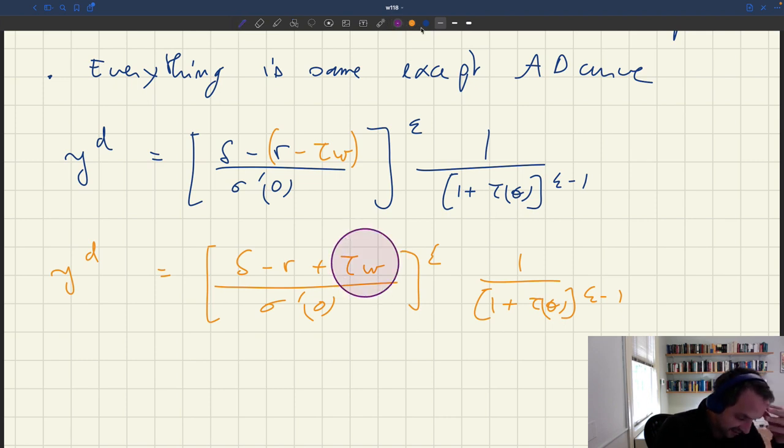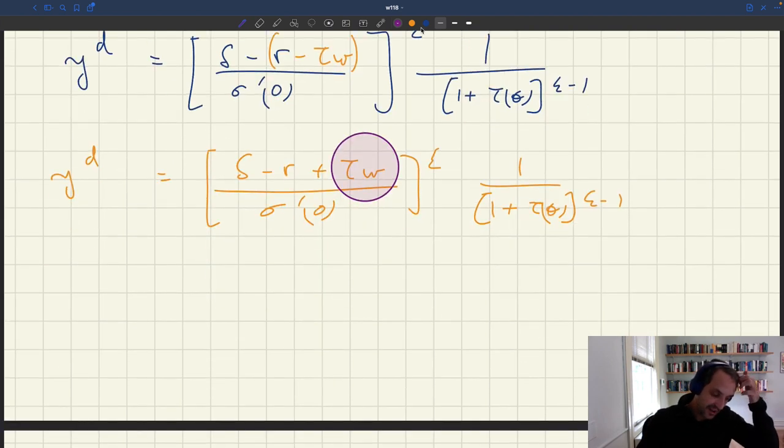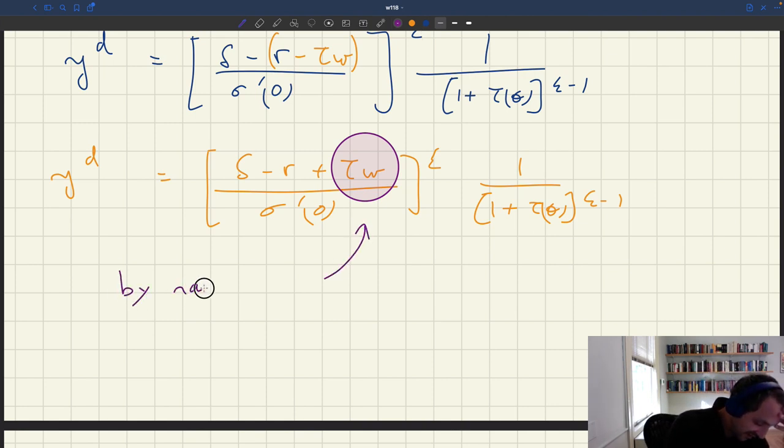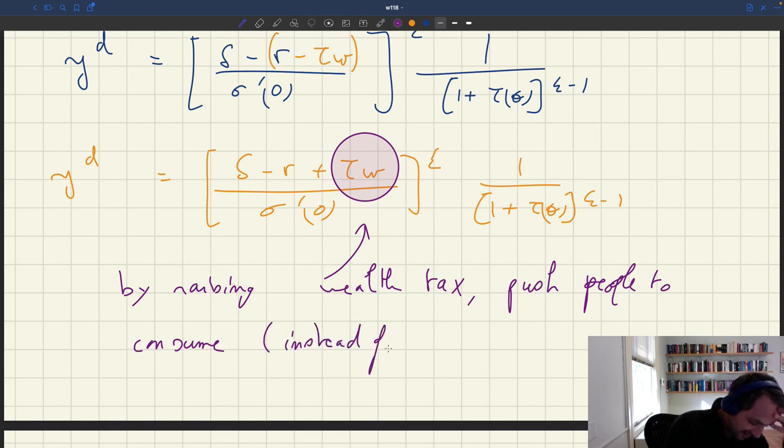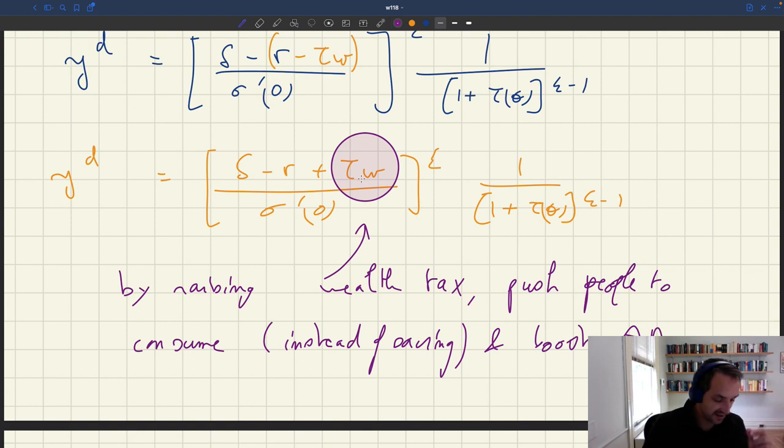And so you can see here that the wealth tax shows up directly in the aggregate demand. By moving the wealth tax, you can also control aggregate demand. By raising the wealth tax, you're going to push people to consume more instead of saving, and therefore boost aggregate demand. You can see directly here that if tau W goes up, then you can boost aggregate demand.